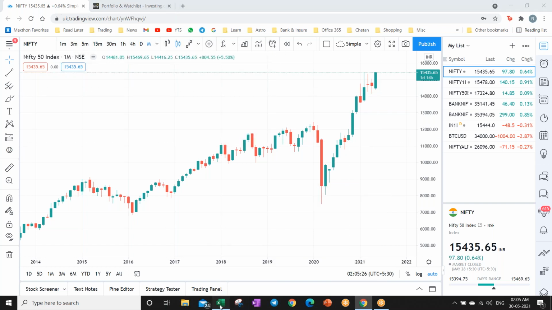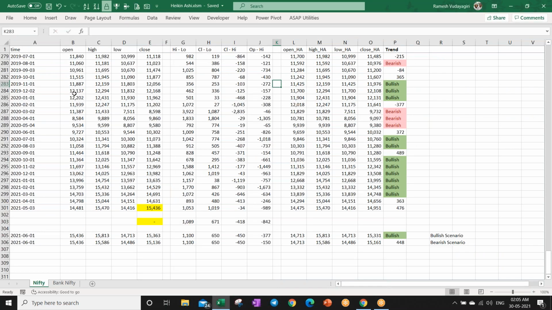Now I just plotted all this data here for Nifty. So open, high, low, close, month wise I have plotted here. As of now 15,454 is the closing. And this is the gap between the high and low. Month on month, what is the gap between the high and low? And what is the difference between the close and the low? What is the difference between close and high? What is the difference between open and high?